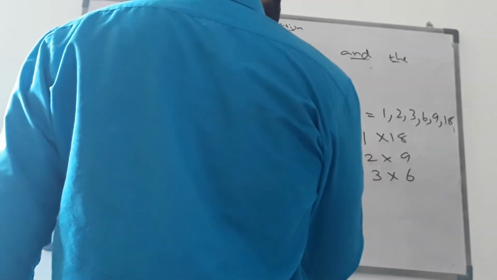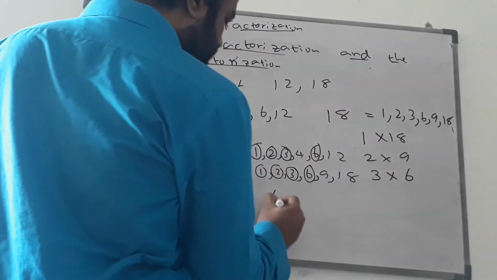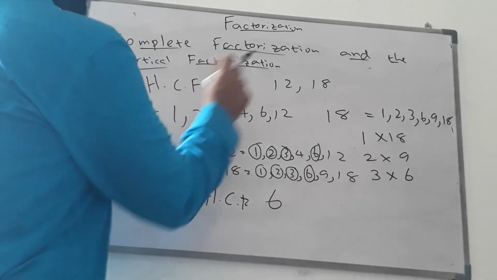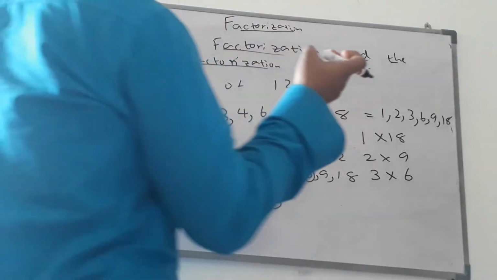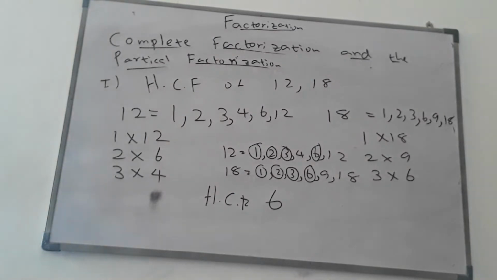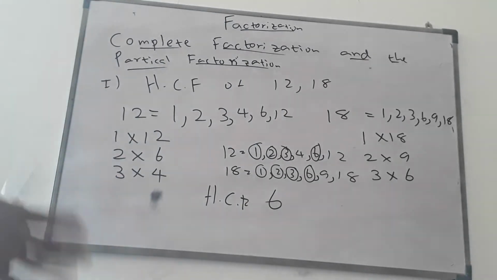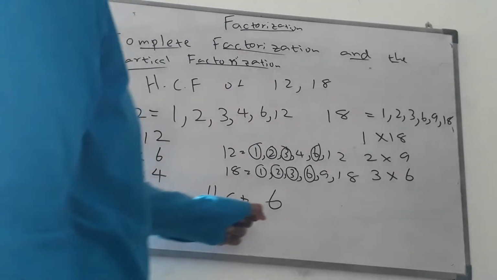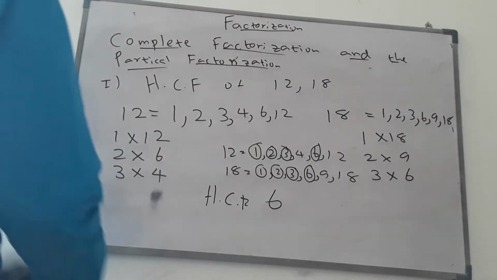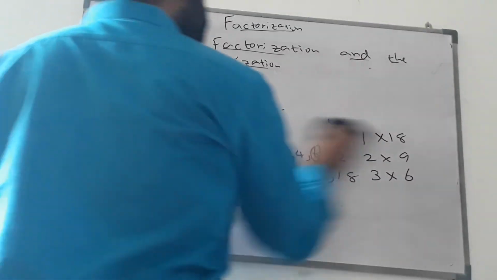And 6 is also a common factor. Out of these factors, 6 is the greatest factor. So this is the HCF. So we can divide 12 and 18 into 6 groups, and that is the most number of groups we can divide 12 and 18 into. So HCF is 6. There is a better method as well, but I taught you this method. Otherwise, you didn't realize what I have done in the previous sum.